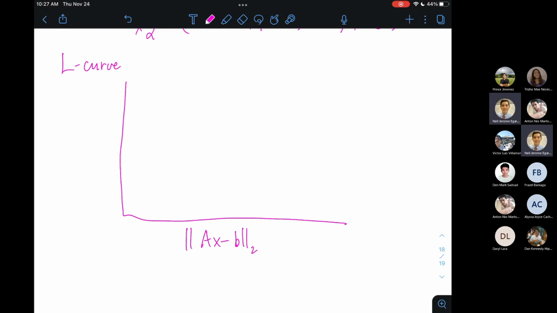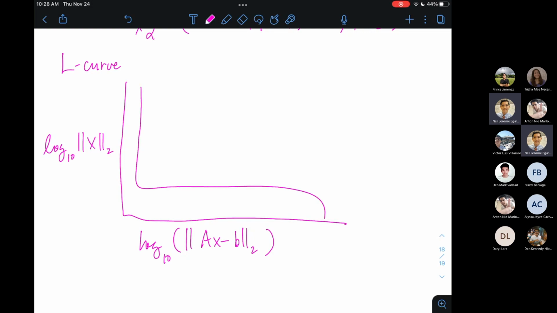Usually, we do it in a log-log scale. So, basically, pwedeng yung logarithm nito, usually base 10, yung ipa-plot mo. And then, take the logarithm also of the solution norm. Okay. The L2 norm of the solution. Tapos, kunin mo rin yung log base 10. The idea is, sana makakuha ka ng parang L curve, L-looking curve.